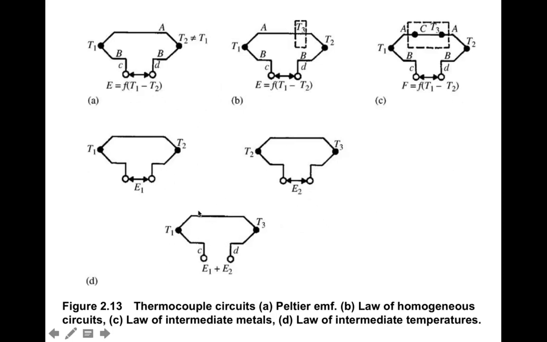So you can see right here, which is what we were just illustrating. We have two dissimilar metals at T1 and T2. They have a voltage E1. We have dissimilar metals at T2 and T3. They have a voltage E2. And so now if we look from T1 to T3, we see that the voltage is E1 plus E2. So this is the law that we just discussed. And these are just figures that illustrate some of the different laws that we just discussed with pictures.